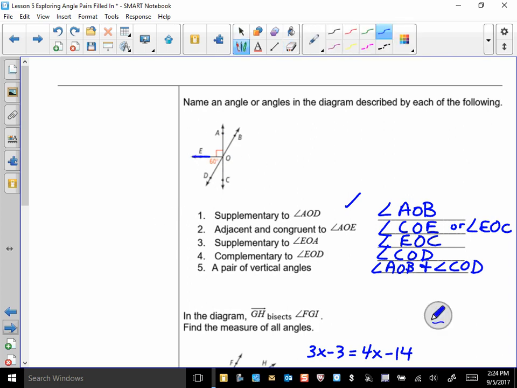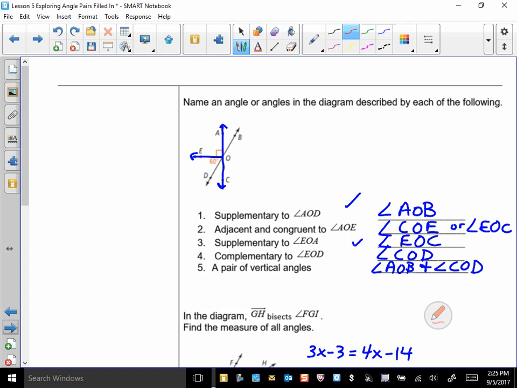EOA, that's this right angle right here. So that's going to be the same angle, right? Supplementary is going to be the angle that is the other part of the linear pair. So that's going to be angle EOC or COE, whichever way you like it. Number 4, complementary to EOD.